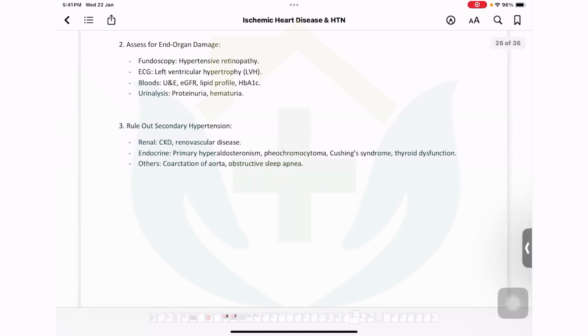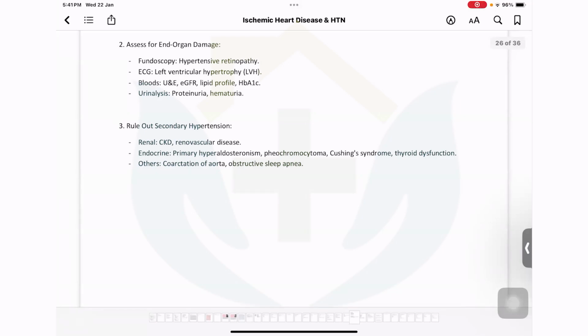Once you have made a diagnosis of high blood pressure or hypertension, you should always assess for end organ damage. Which tests to be ordered? Number 1, a fundoscopy to rule out hypertensive retinopathy. Number 2, ECG for LV hypertrophy. Number 3, some blood tests like EGFR, lipid profile, HbA1c. And then urinalysis, of course, to check for any proteinuria or hematuria. So these are always done to rule out any potential organ damage.